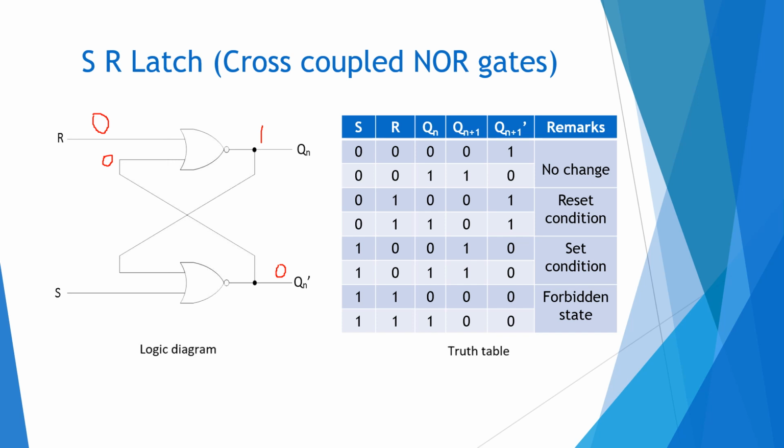So let us now find out when both S and R are equal to 1. Suppose this is 1, this is 1. See here, any one of the inputs of a NOR gate is 1, so the output is 0. Again here, any one of the inputs is 1, so the output is 0. So this is the forbidden state here. In the SR latch with cross-coupled NAND gates, the 1, 1 was the forbidden state. Here it is 0, 0.